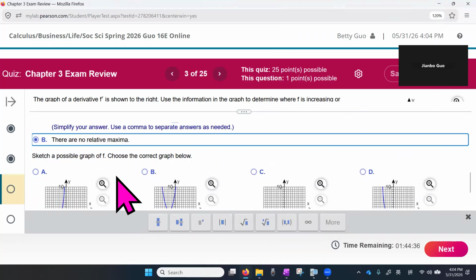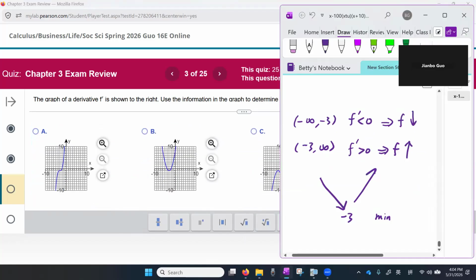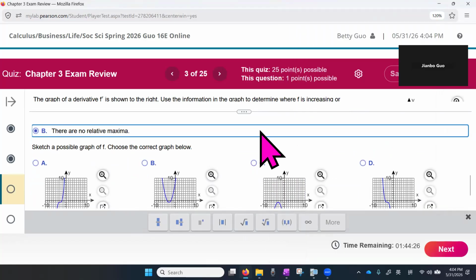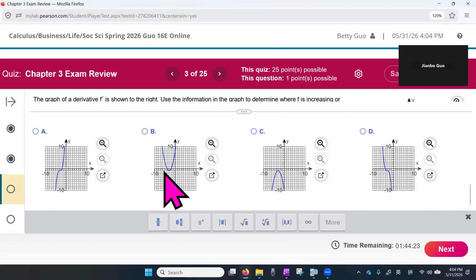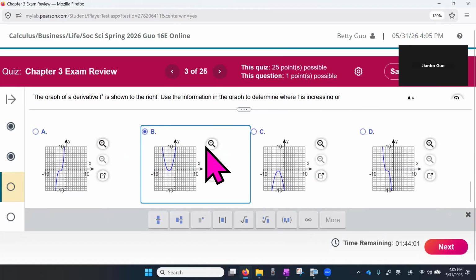Sketch a possible graph. Okay, so let's see. The curve is going to be like this. Down first and up at 93. It's B. Okay, so it has a minimum. This one with a maximum is out. This one goes down the whole time. This one goes up the whole time. Only B goes down first and goes up after at 93 here. That's it.